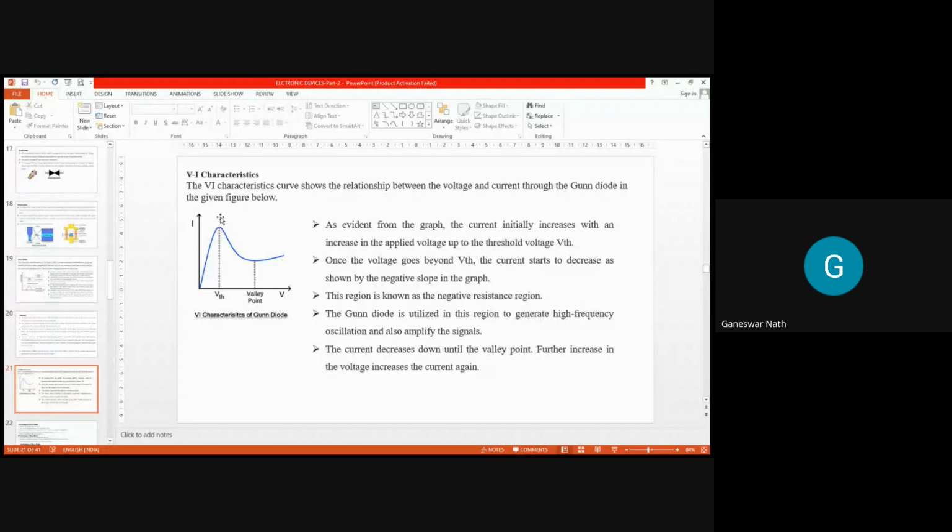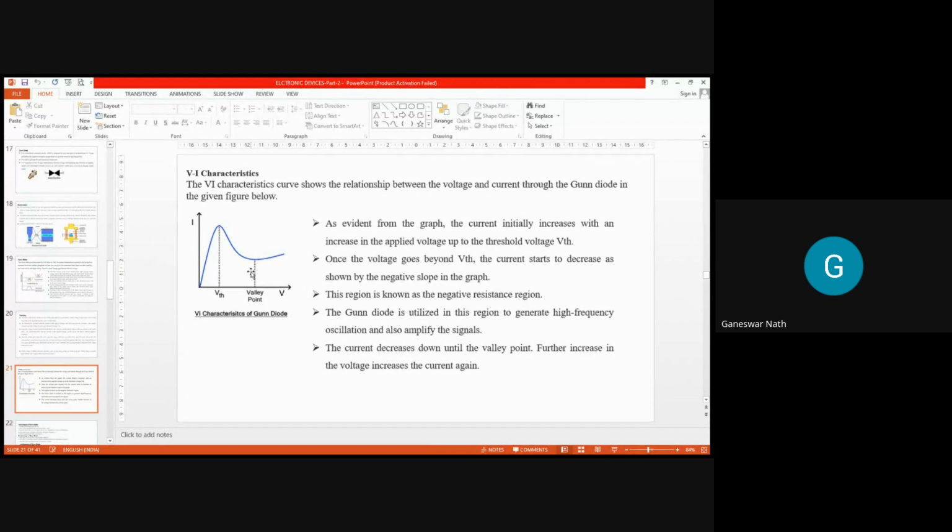It amplifies the signal and generates high frequency oscillation. All these things happen inside the negative resistance region. The current decreases until the valley point, and with further increase in voltage, it will start to increase again. So this is the VI characteristic of the Gunn diode.